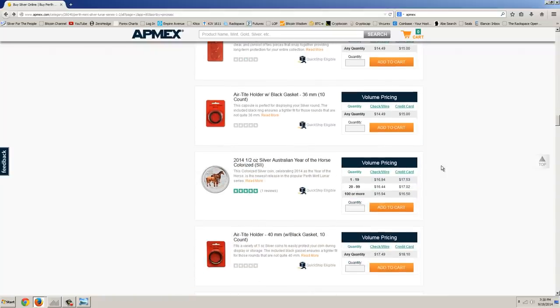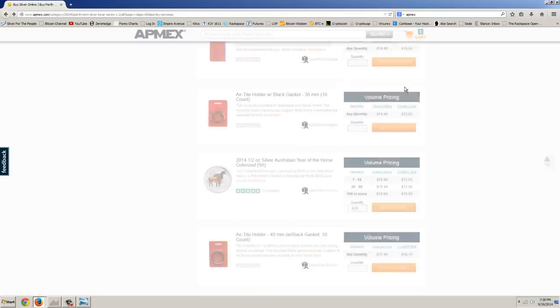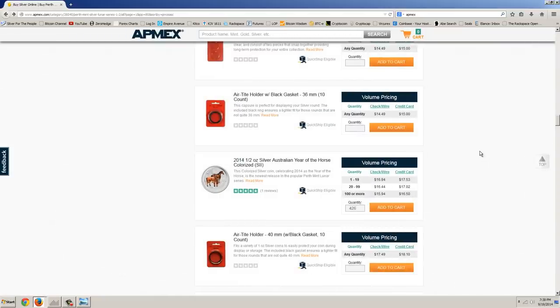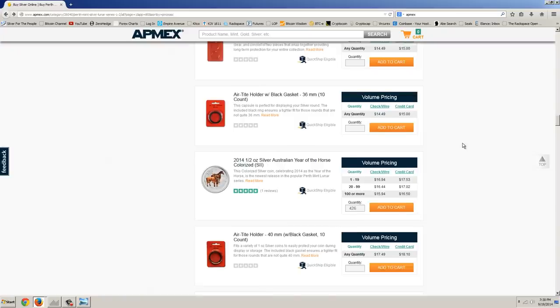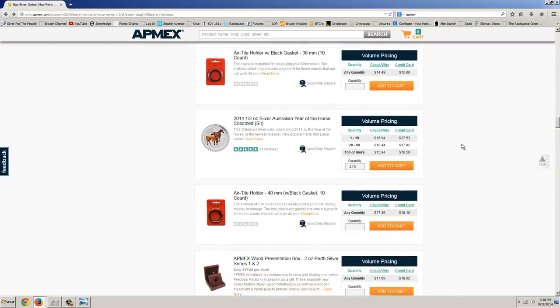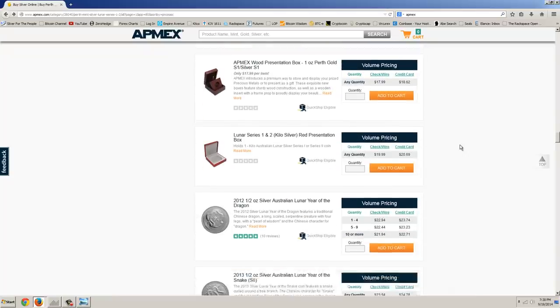Next thing we have is this colorized horse. Well, let's see how many are there. 426. I've recommended colorized ones when they were super cheap, but really for me, I think that most silver stackers aren't too much interested in colorized coins. And so I don't see much of a premium there for the coin.